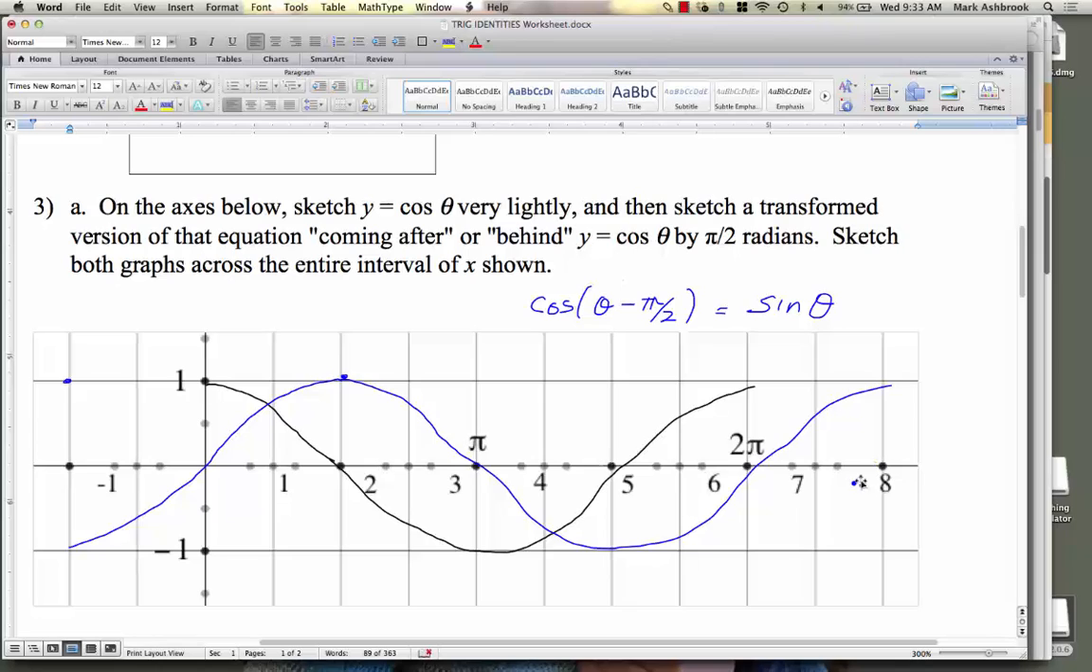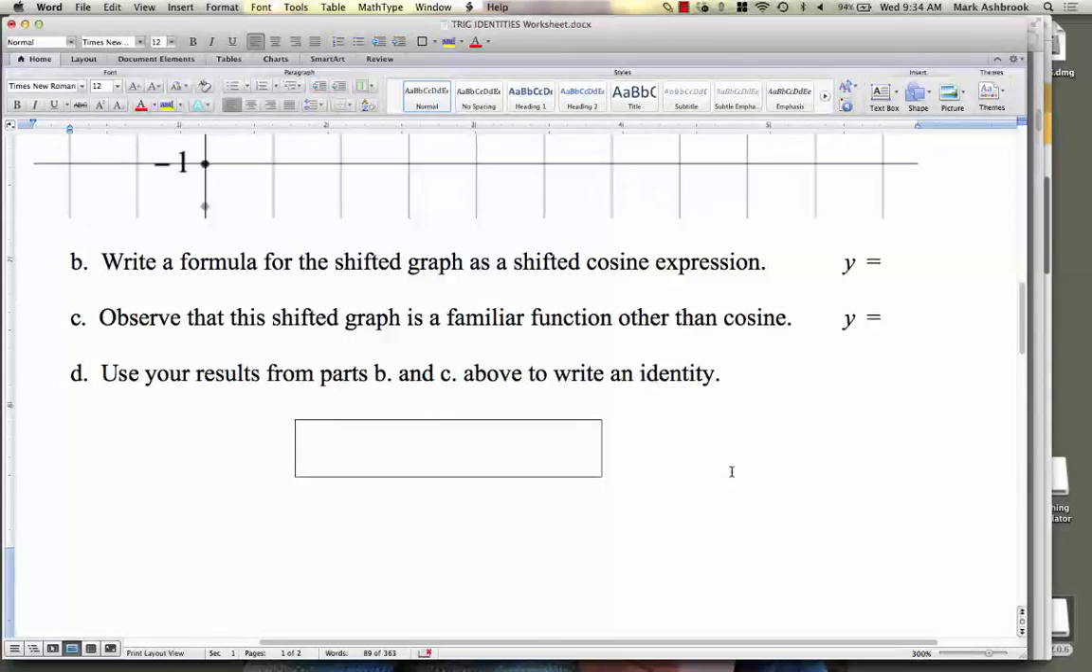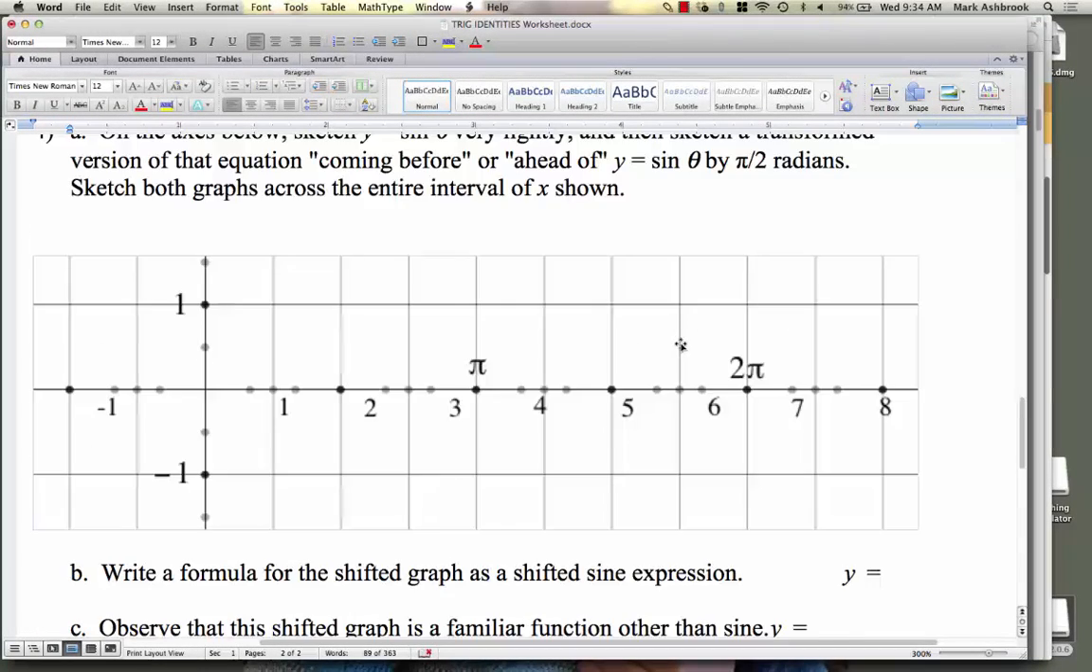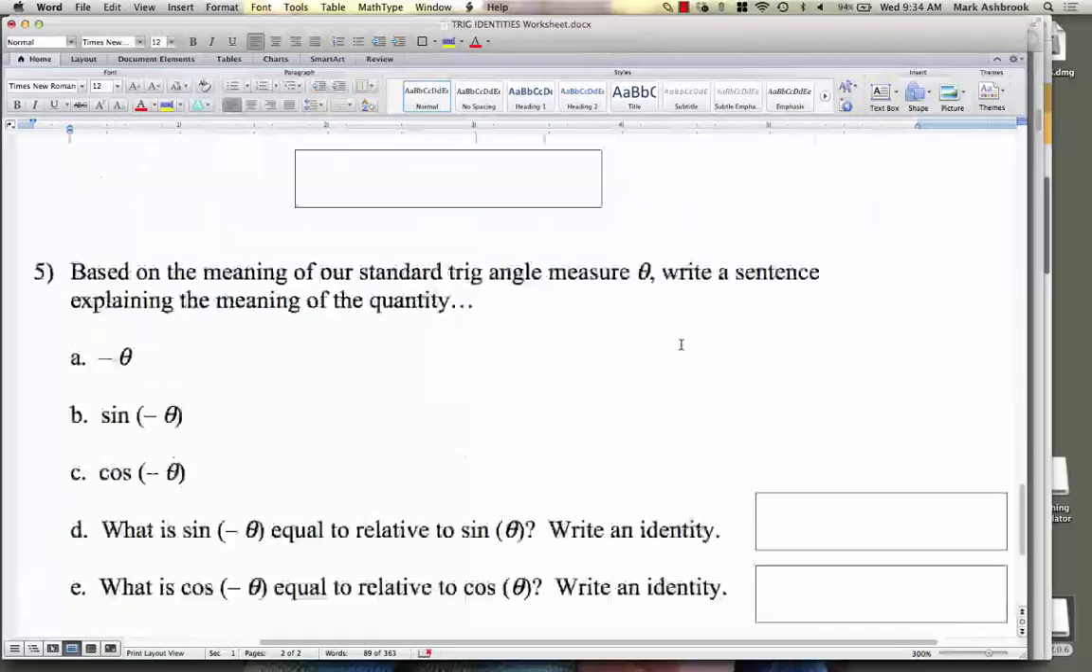So here are the angles on the x-axis. Doesn't matter what angle you pick, you get a point on this curve, and that's cosine lagging behind by pi over 2, or sine. It's true for every angle, therefore it's an identity. Okay, we can do the same thing with sine coming ahead, and we get something similar there.